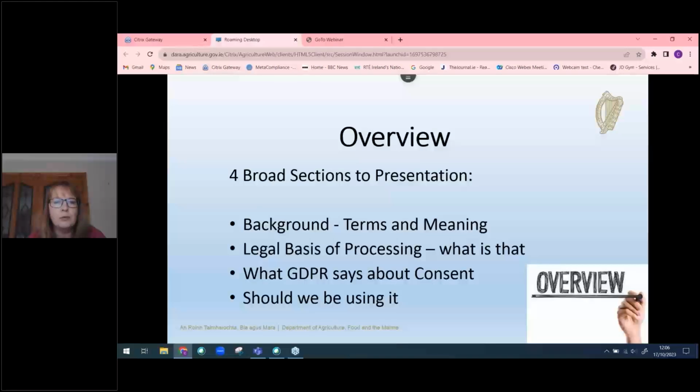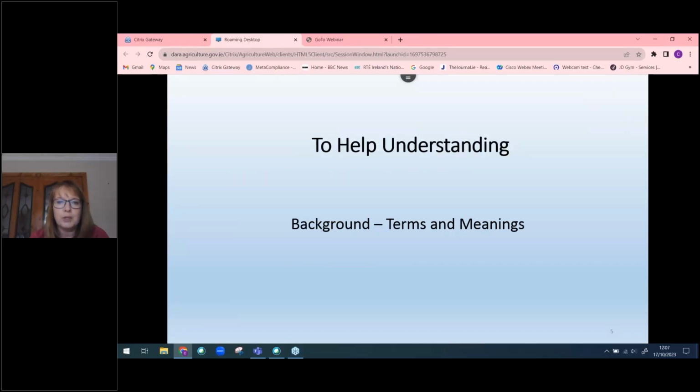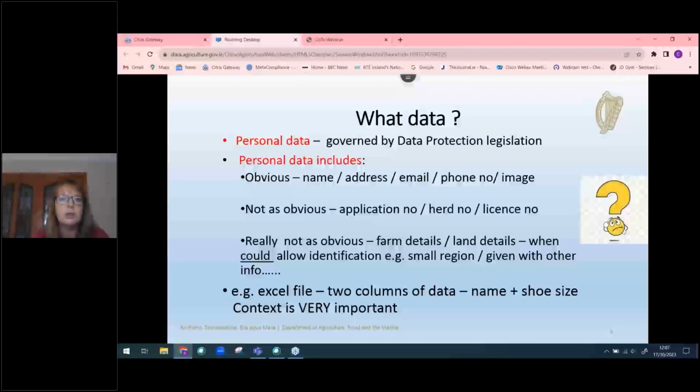Right, as an overview, there are 4 broad sections to the presentation. I will just give a bit of background and terminology. Then I'll go into the legal basis of processing and why is that important. Then what does GDPR say about consent? And then should we be using it or not? So to help understanding, first of all, I'm just going to go into the background and terminology used.